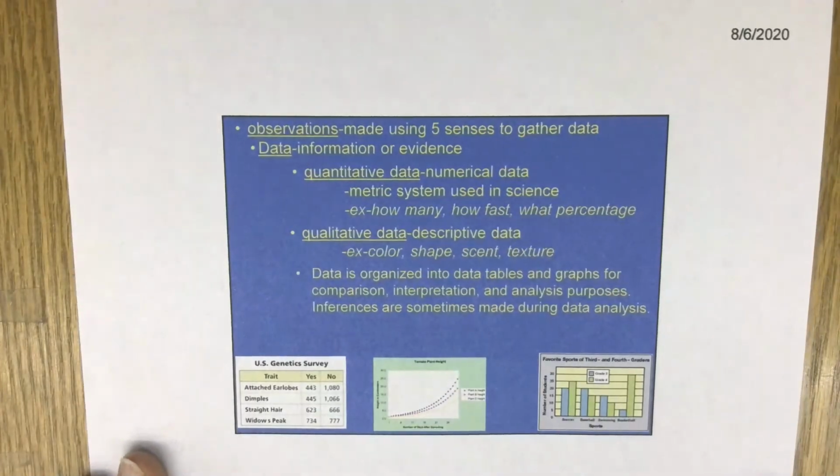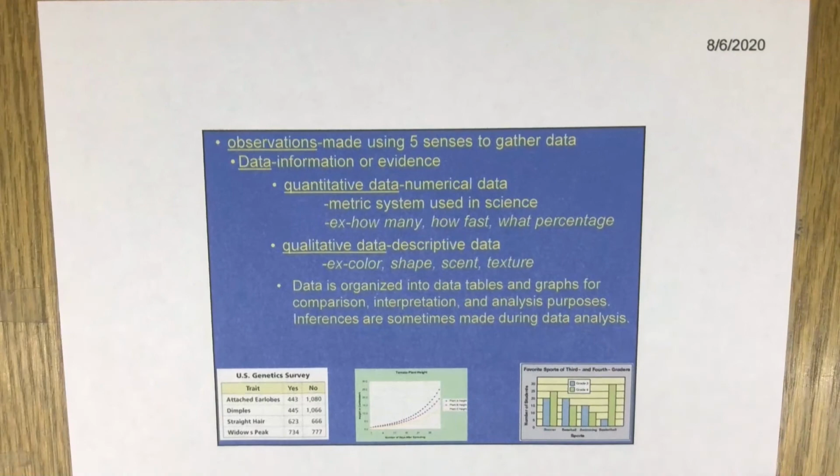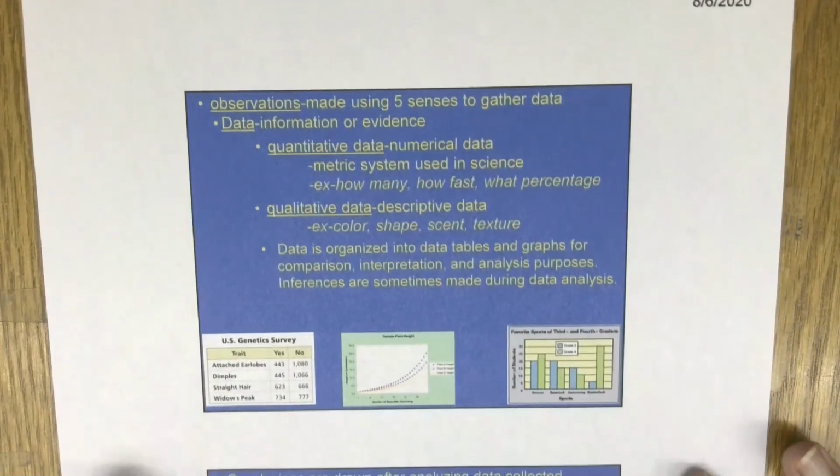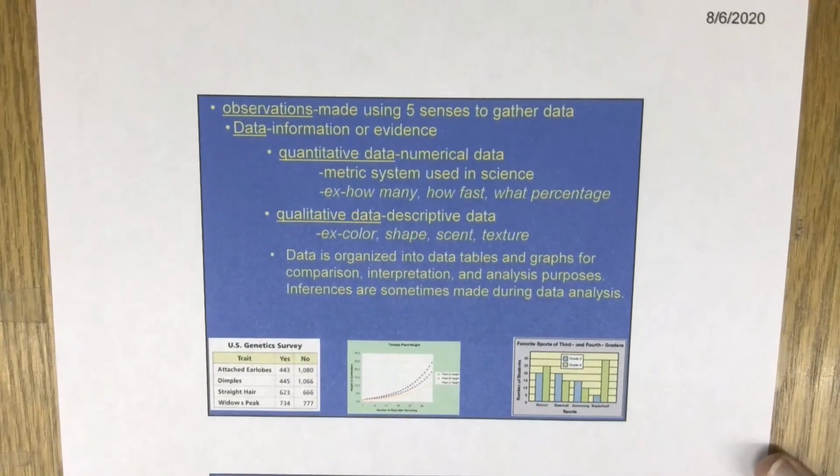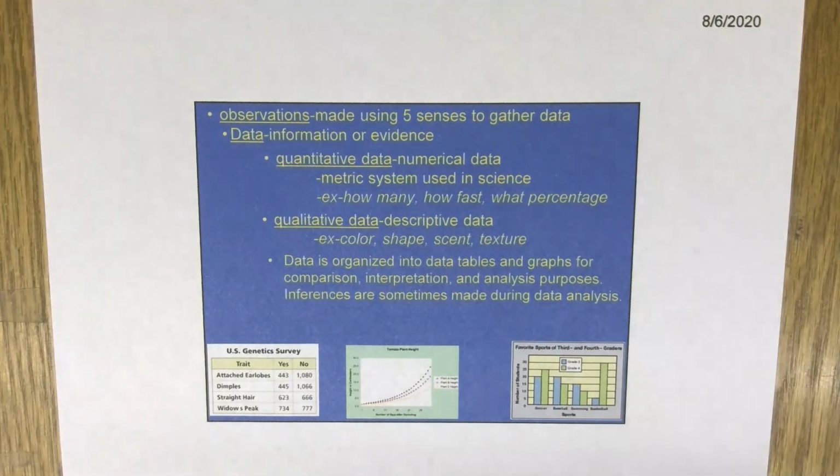All right, so observations. In general, we make observations using our 5 senses. Okay, so observations are made using the 5 senses. So we gather data that way. So I would list your 5 senses on your piece of paper. If you can't think of them, okay, then look them up, okay? I'm not going to tell you what they are. Right, so we would gather data through observations.